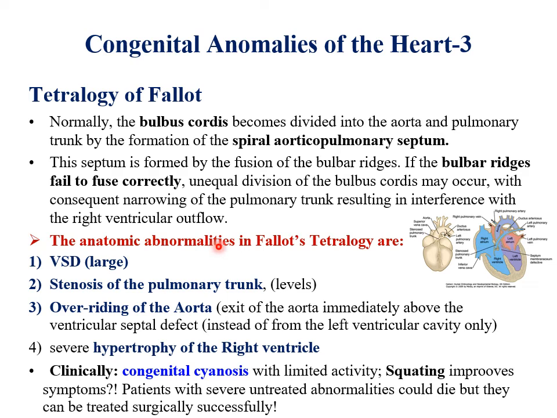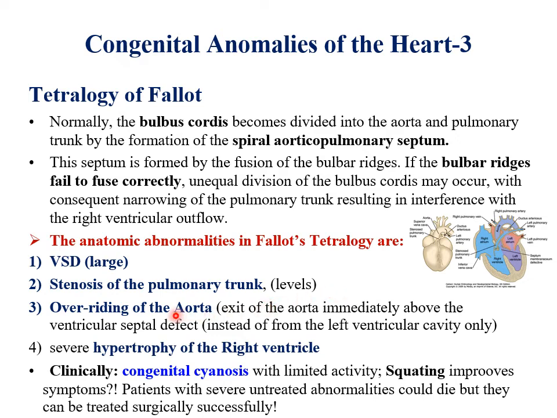The anatomic abnormalities in the Fallot tetralogy are, tetra meaning four: VSD, ventricular septal defect in the membranous interventricular septum. There will be stenosis because, as we said, the spiral aortopulmonary septum divides the truncus unequally, so the aorta will be more and the pulmonary part will be less. So there will be stenosis of the pulmonary trunk, and there are some levels for that.